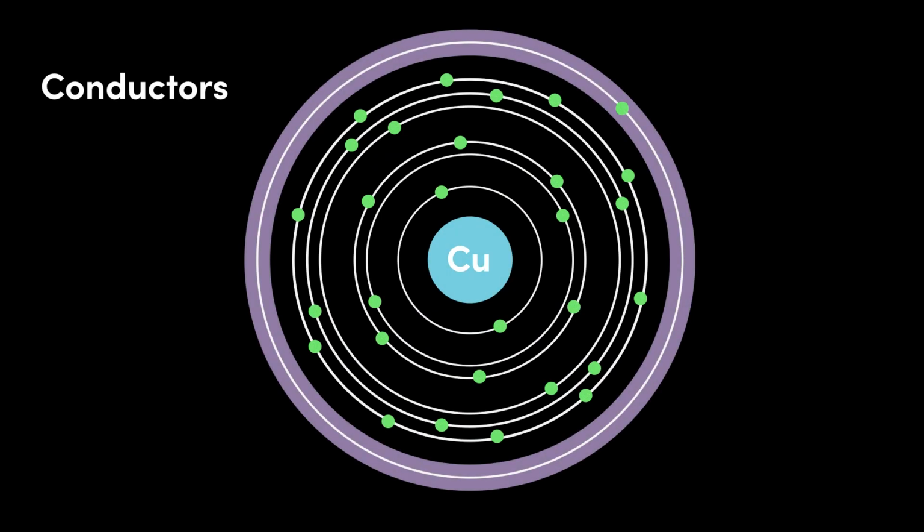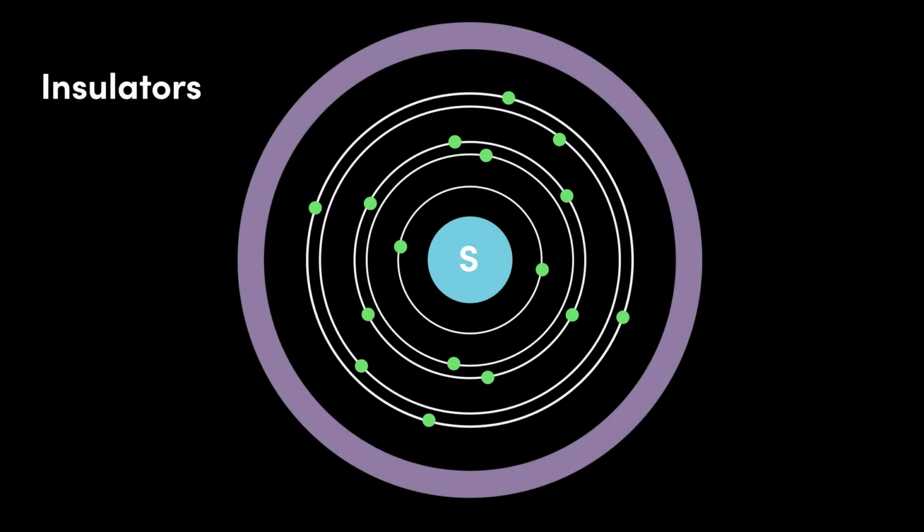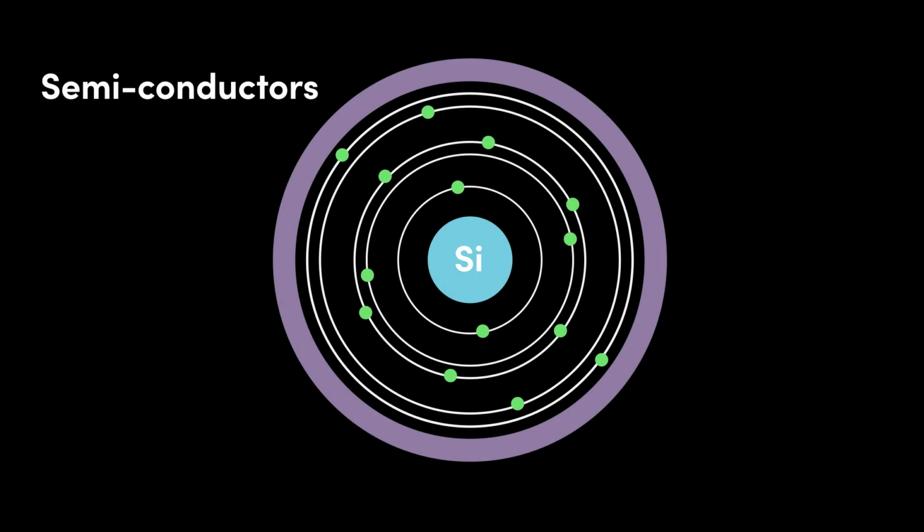For conductors, including all metals, the valence shell is fully overlapped by the conduction band, or alternatively, is partially overlapped by the conduction band. In both cases, valence shell electrons are able to access the conduction band and so are free to leave the atom. For insulators, the valence shell is far from the conduction band, and so valence shell electrons are unable to access the conduction band and are not free to leave the atom. For semiconductors, the valence shell is close to the conduction band.